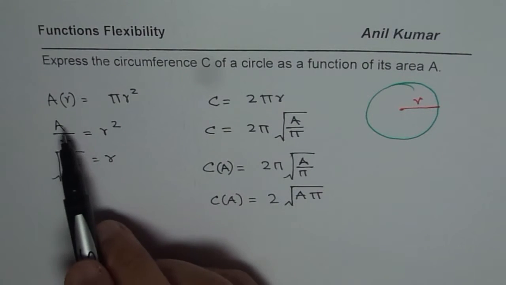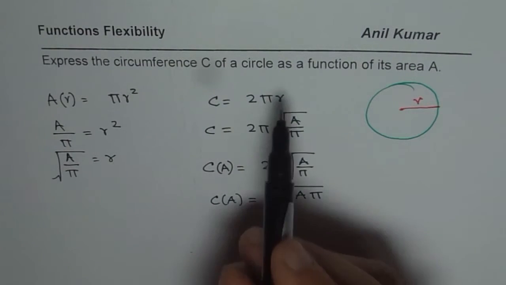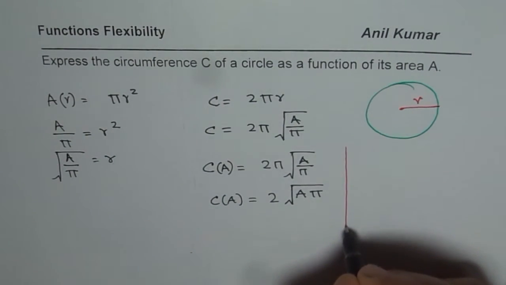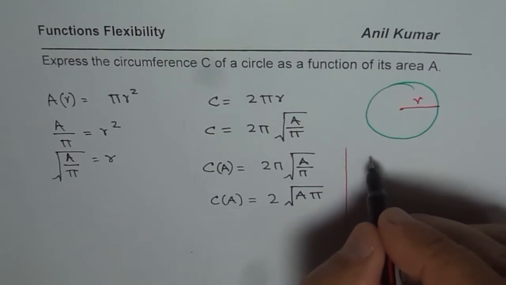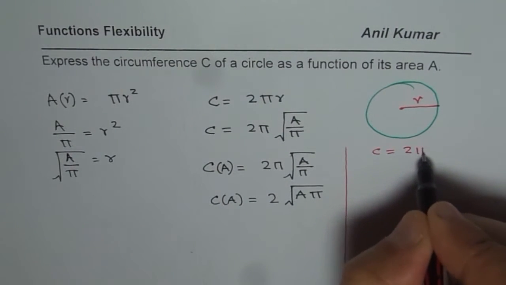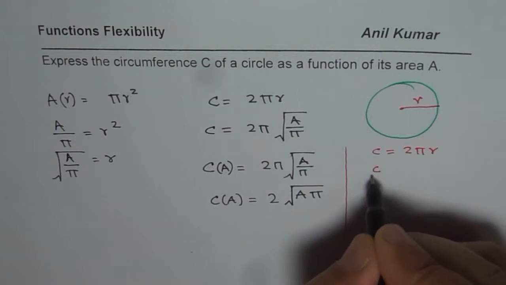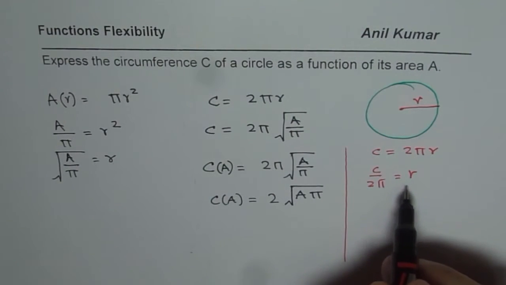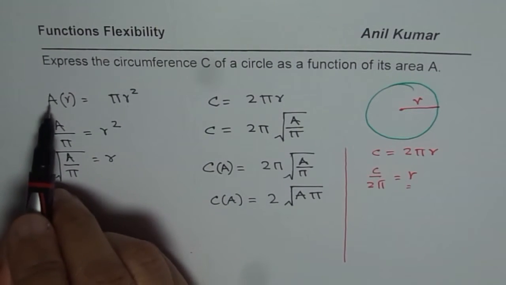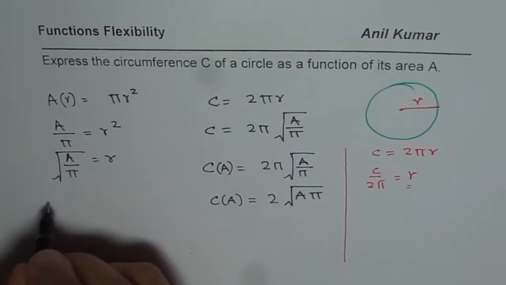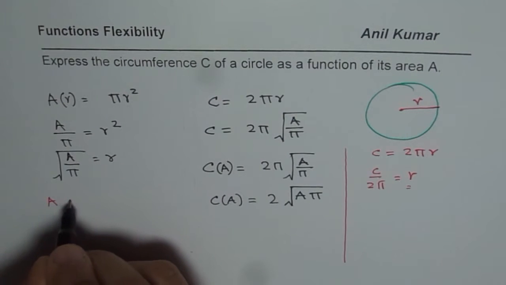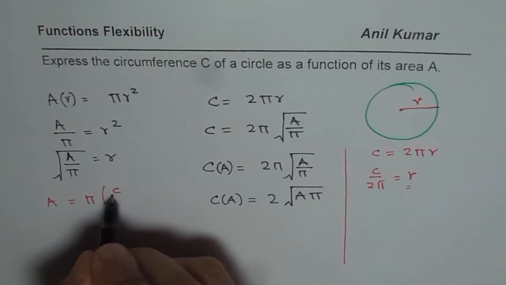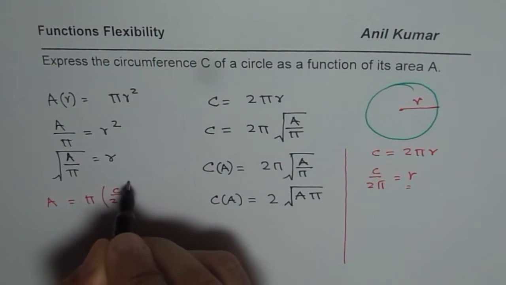You could do the other way also. That is to say, let me extend this question here, and let that be your exercise also. We know circumference is equal to 2 pi r. We can rearrange and write circumference over 2 pi equals r. Now if I replace this r here, I get area in terms of circumference. Let's do that part also. So we'll say area equals pi r square. So I'll write this as pi times c over 2 pi whole square, right?